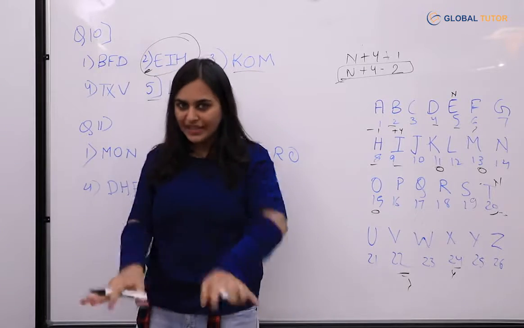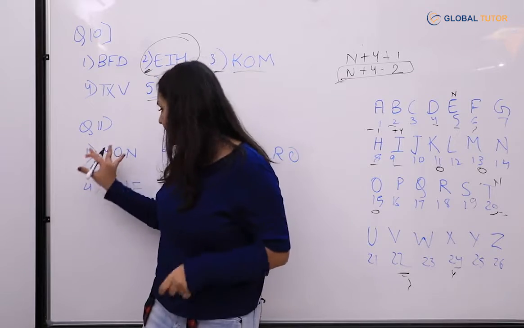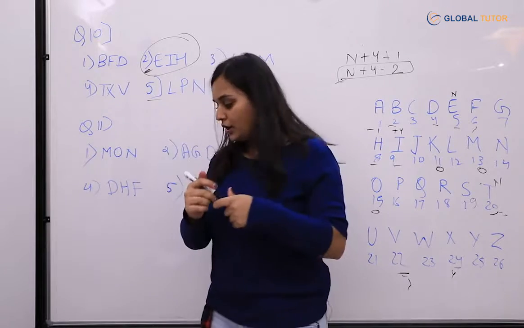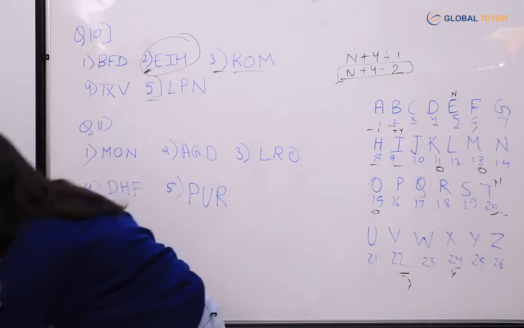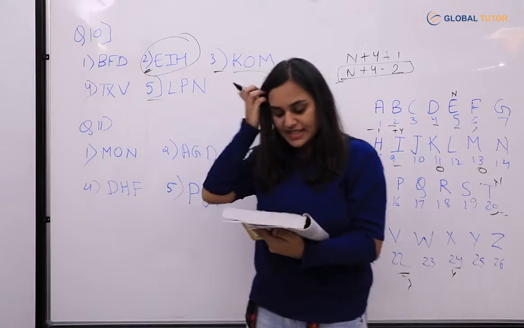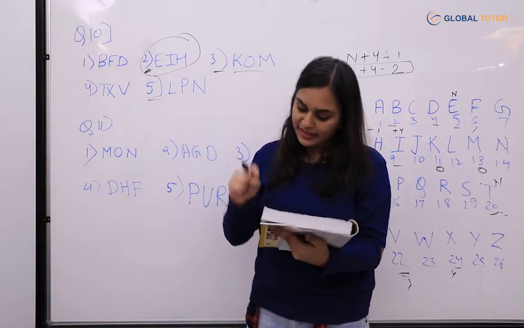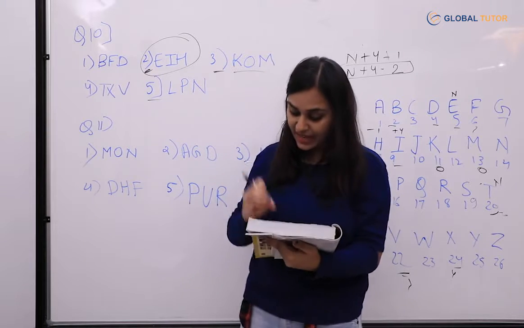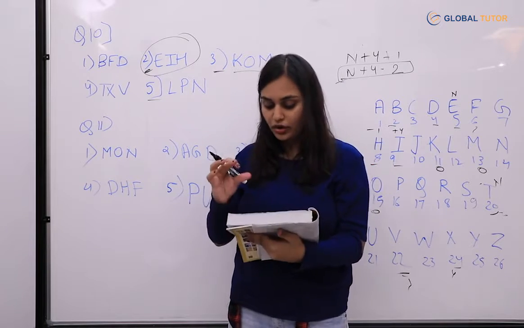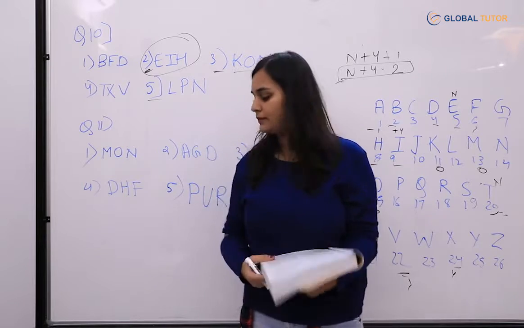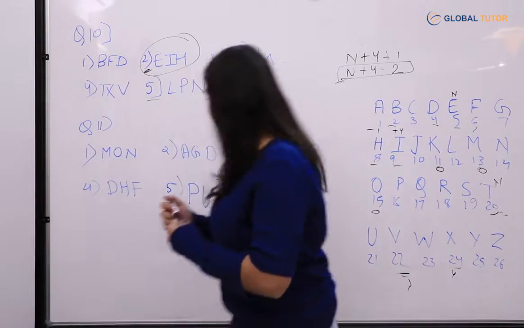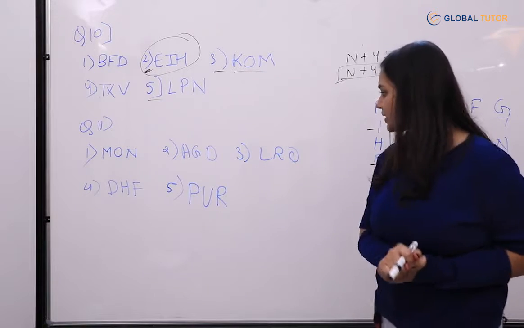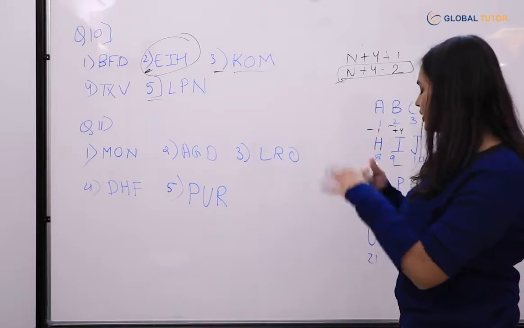I'll read it out very clearly and we'll see how we approach this. Let me first read it out and then we'll discuss it. It says 4 of the following 5 are alike in a certain way based on a particular pattern and hence form a group. Which of the following does not belong to that group? Okay, so let's go. Now, look at the question.